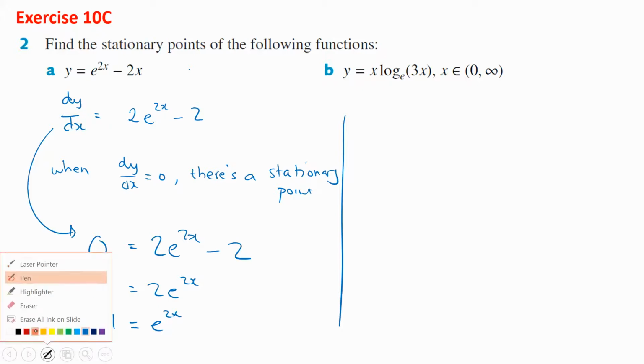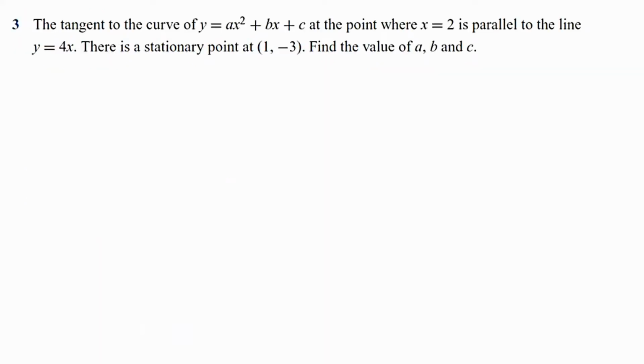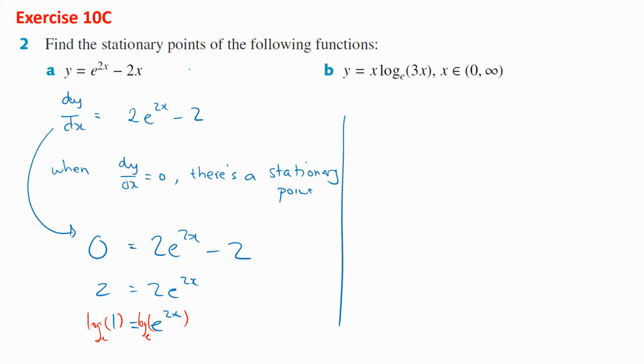I'm going to do it in red so you can see it. All I'm doing is balancing the equation. Log e on both sides. Okay, log e on both sides, they're inverses of one another. So you're removing that function, and you're left with now log e of 1 equals 2x.